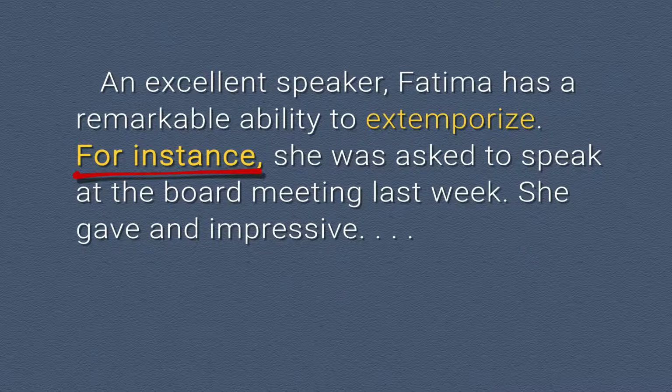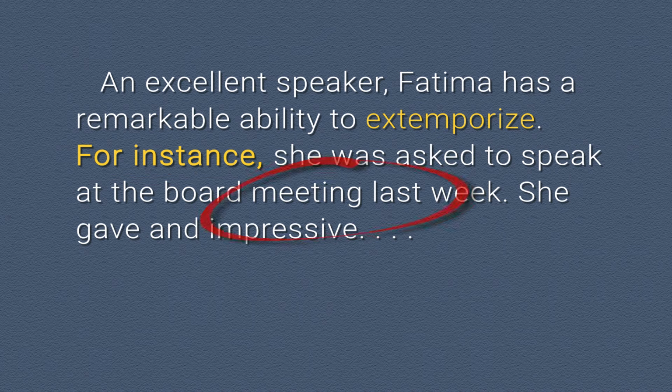We talked about transition words that signal that some information is being presented. In this example, the author actually could have used one of those. For instance here would make clear that the second portion of the paragraph is an example of Fatima's ability to extemporize.